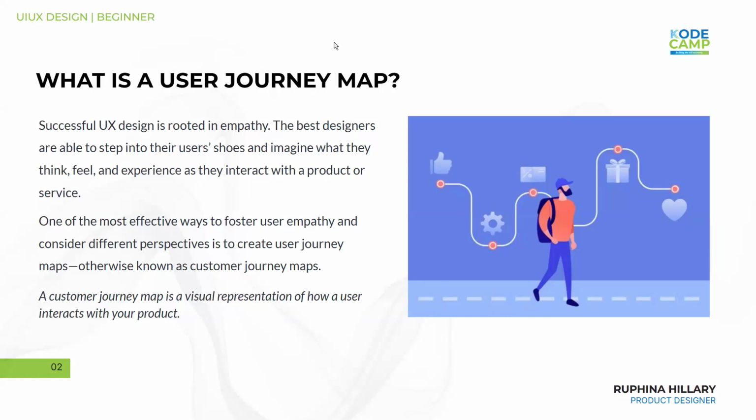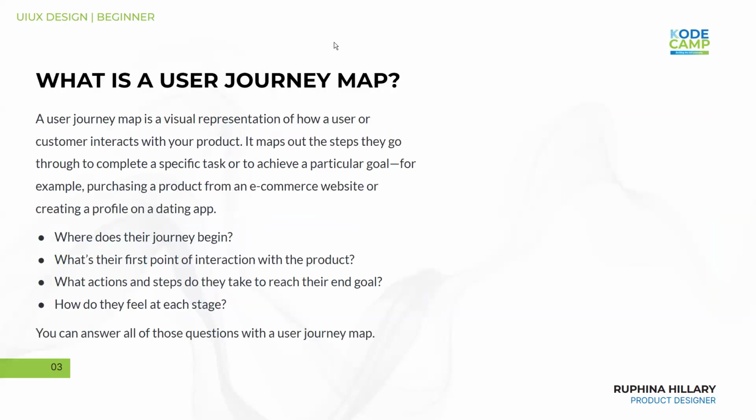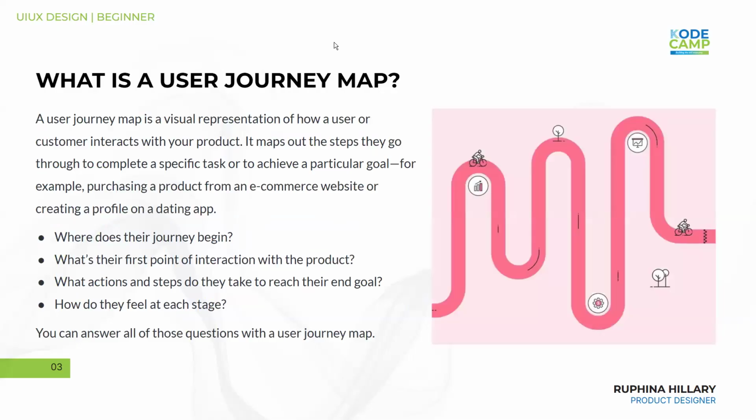So now a customer journey map is a visual representation of how a user interacts with your product. It maps out the steps they go through to complete a specific task or to achieve a particular goal. For example, purchasing a product from an e-commerce website or creating a profile on a dating application. So now, take a user that is coming to an e-commerce website. I want to purchase a product, but I do not know where to purchase it from. So now, you as a UX designer are creating a user journey map. You start asking yourself, where does their journey begin?